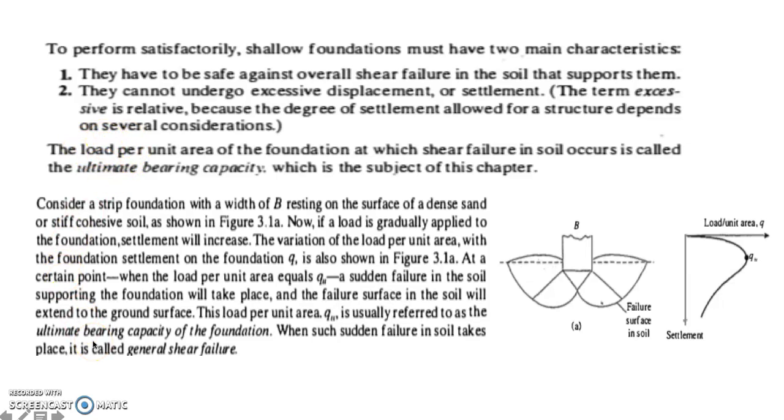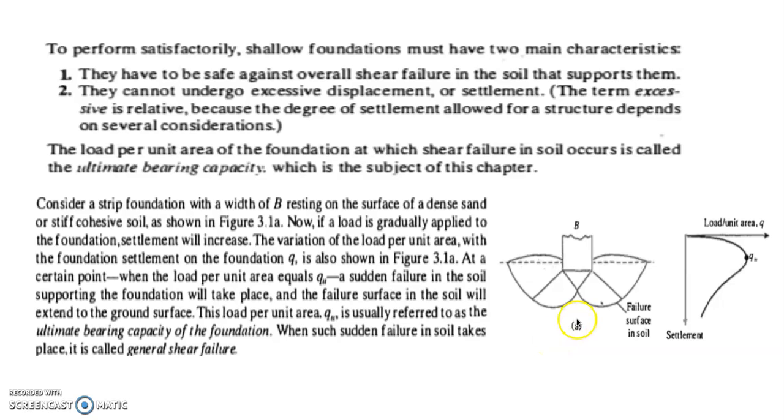The first one is what we call the general shear failure. If you consider an illustration of a strip foundation with a width of B, resting on the surface of a dense sand or stiff cohesive soil, and the load is gradually applied to the foundation, the settlement will increase.